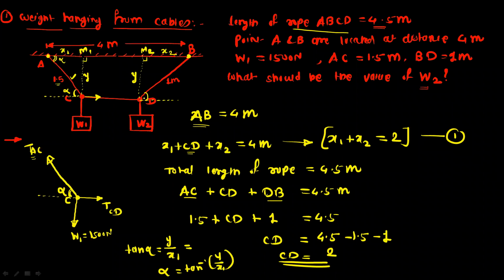Similarly, find the second angle. Assume the D angle for the second free body diagram is beta. This beta is nothing but angle B, so this is also beta. And for this beta we can write tan beta equal to opposite side y and adjacent x2. So beta is equal to tan inverse y upon x2.